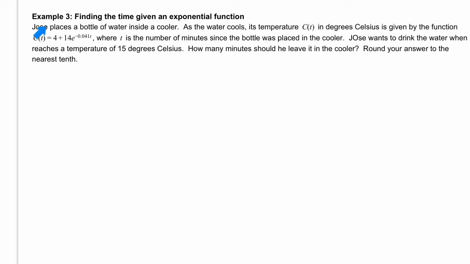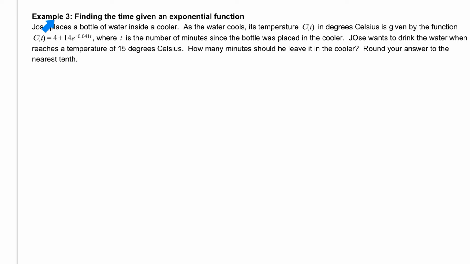Example 3 says, Jose places a bottle of water inside a cooler. As the water cools, its temperature, C of t, in degrees Celsius, is given by the function C of t equals 4 plus 14 e to the negative 0.041 times t, where t is the number of minutes since the bottle was placed in the cooler. Jose wants to drink the water when it reaches a temperature of 15 degrees Celsius. How many minutes should he leave it in the cooler? Round your answer to the nearest tenth.